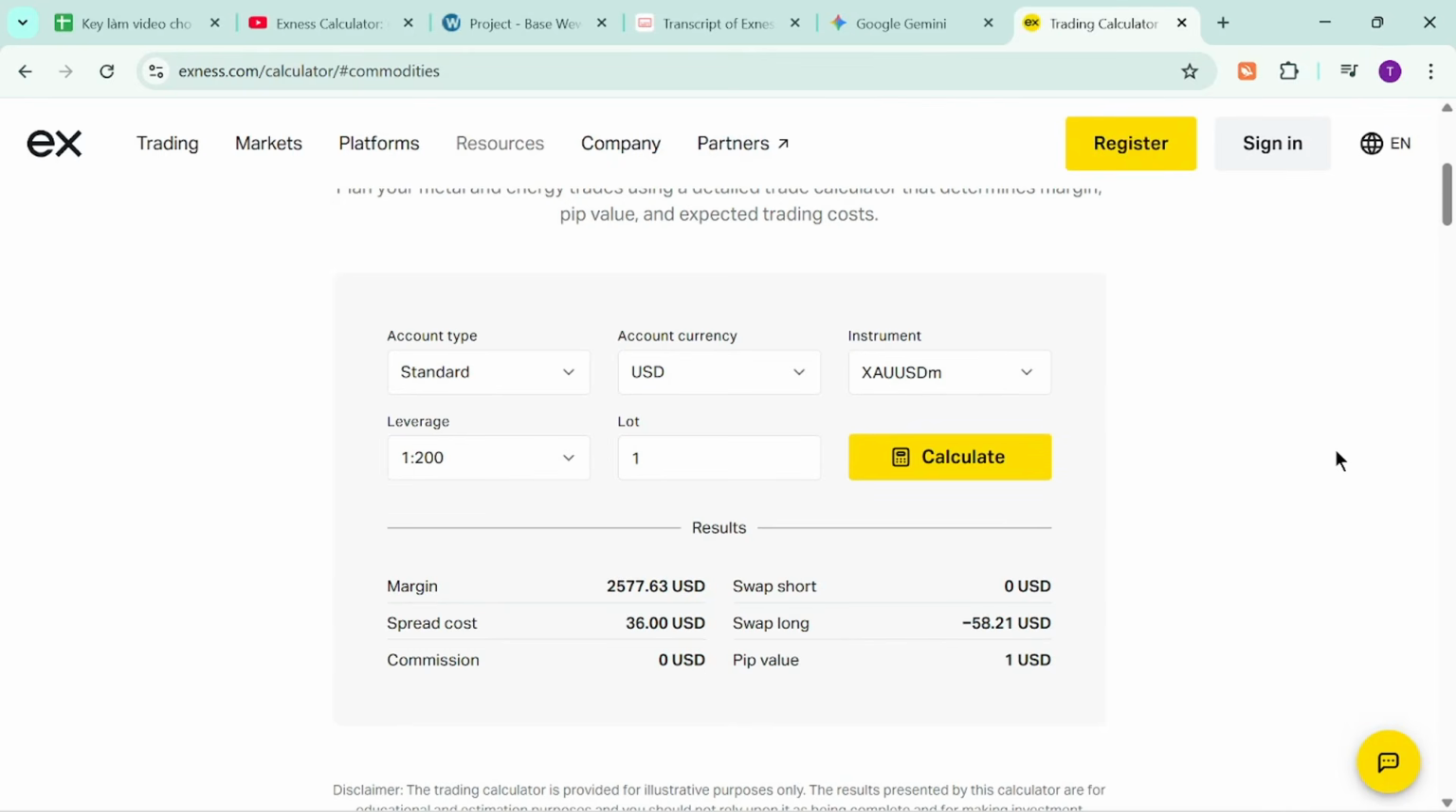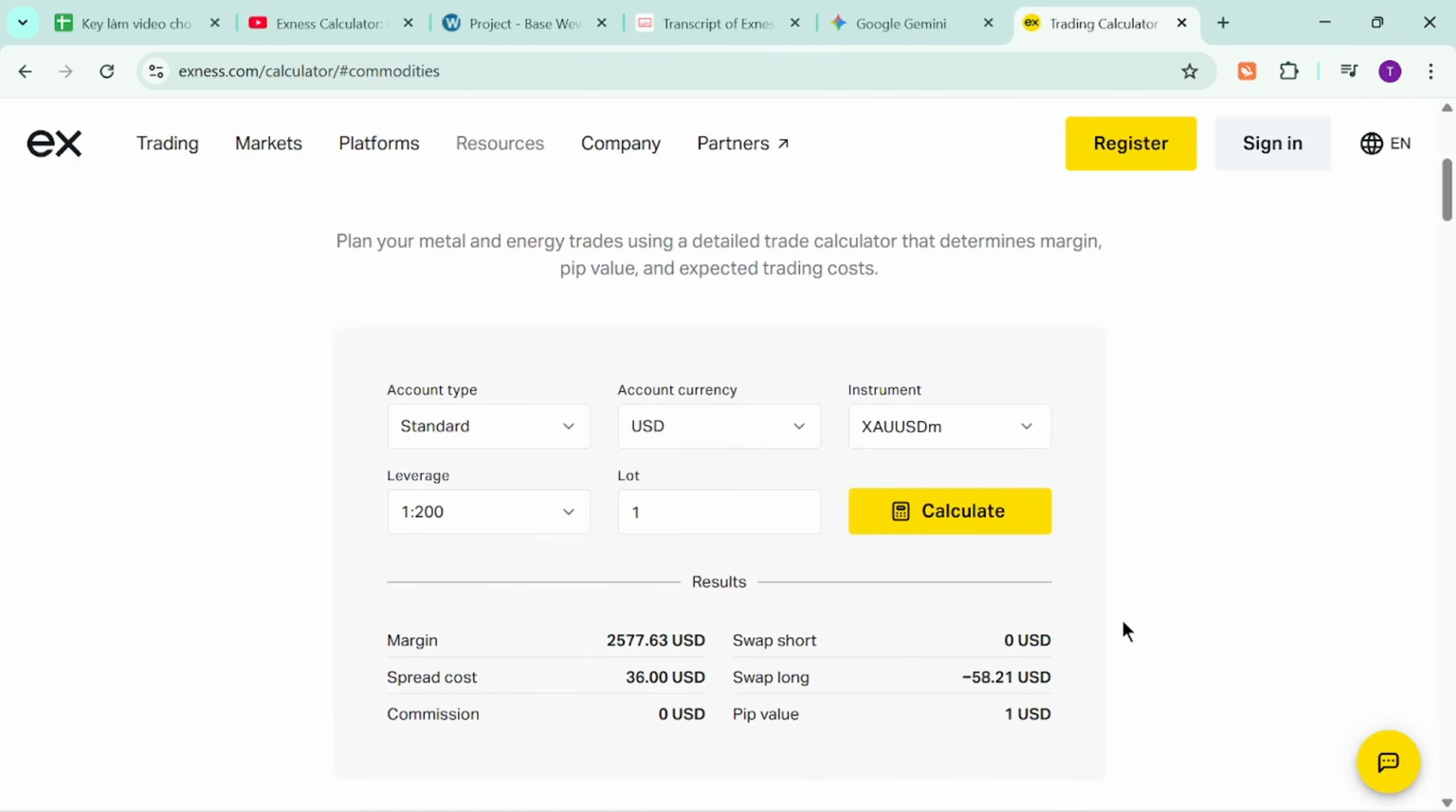Additionally, the overnight fee for a buy order is minus $58.21. This means if you hold a buy order overnight, you must pay a fee of $58. By adding these two numbers, 58 plus 36, we get $94. Since every 1 pip equals $10, you need a profit of at least 9 pips to cover these costs. If the trade runs higher than 9 pips, you start to make a profit, but if it is under that, you still lose money even if the account appears green when you close it.